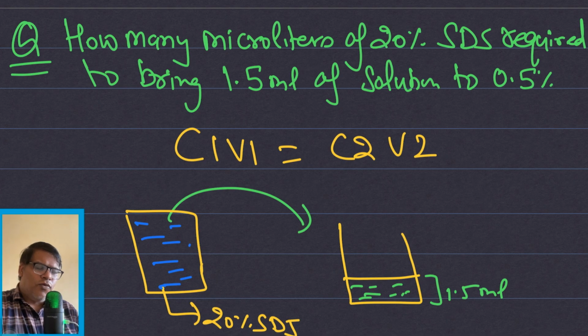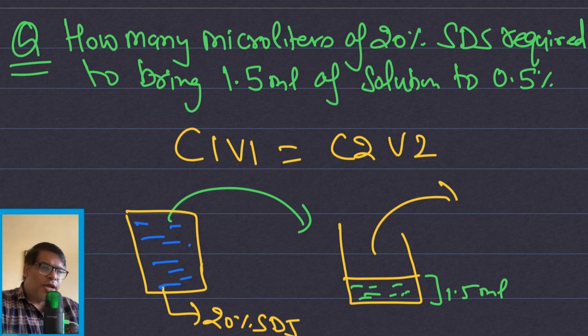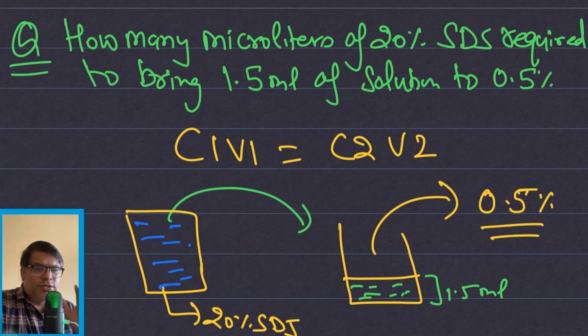Okay, 1.5 ml. Now you have added from the stock, the 20% SDS, you have taken out some amount, and now you desire that in the second working solution, the concentration of SDS must be 0.5%. Now we have to calculate what amount we have to take out. Hopefully you now have clarity on what the question is.